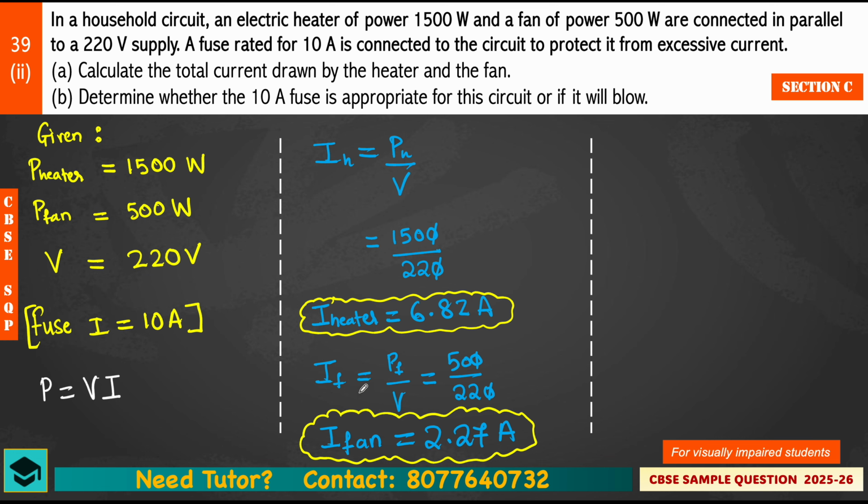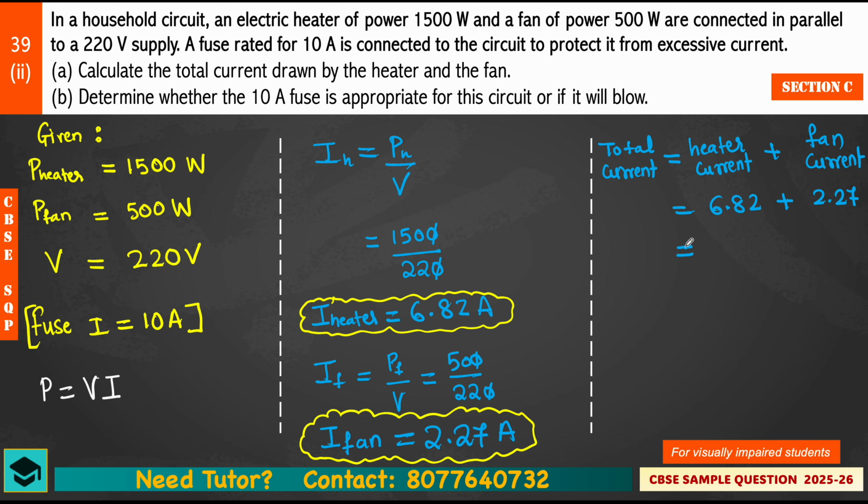Then coming to the next, what did they say? Determine the total current. So the total current is equal to heater current plus fan current. The heater current was 6.82, and we need to add 2.27 to it. Now just add it and see how much total you get.